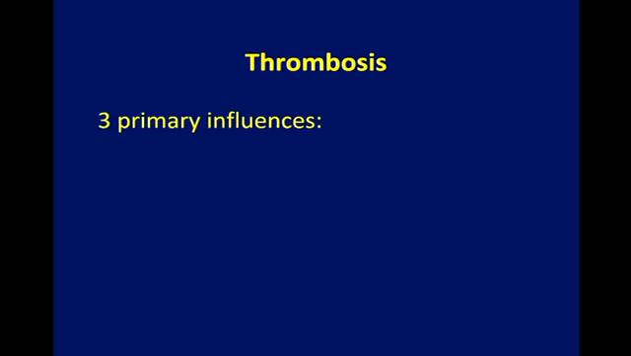So, three primary influences of the formation of thrombus. And as you saw there, injury is very important. So, tissue injury of any sort, and then release of that thromboplastin into the circulation can stimulate the coagulation cascade. So endothelial injury of any sort can stimulate the formation of thrombus. And let's have a look at a few things.